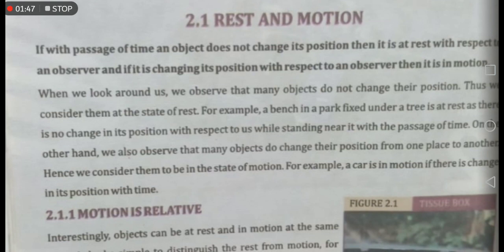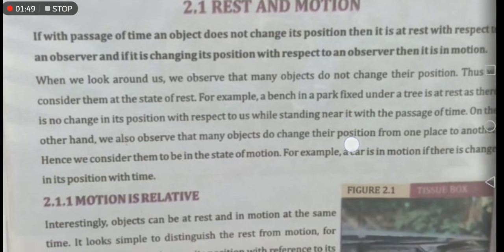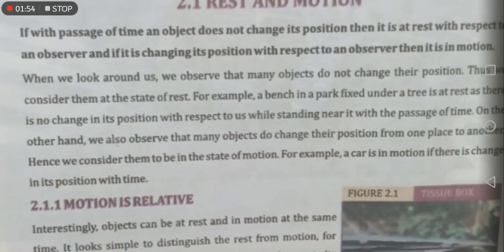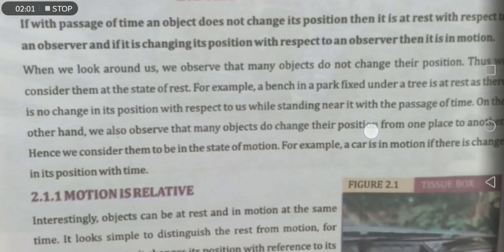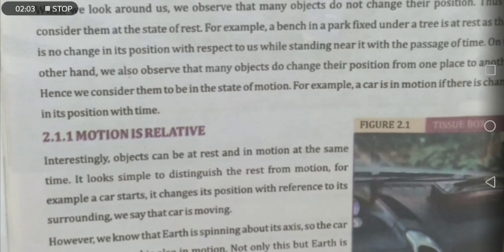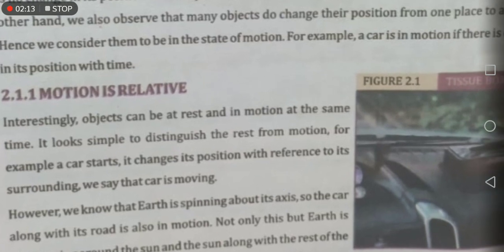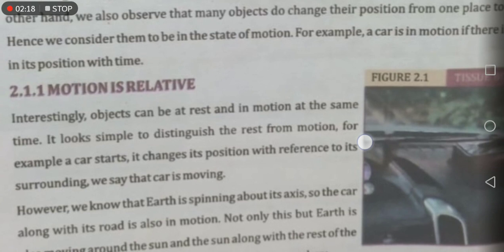On the other hand, we also observe that some objects change their position from one place to another. Hence, we consider them to be in the state of motion. For example, a car is moving and changing its position with time. So, how can we relate motion with other things, especially motion in relative form? Interestingly, objects can be at rest and in motion at the same time.